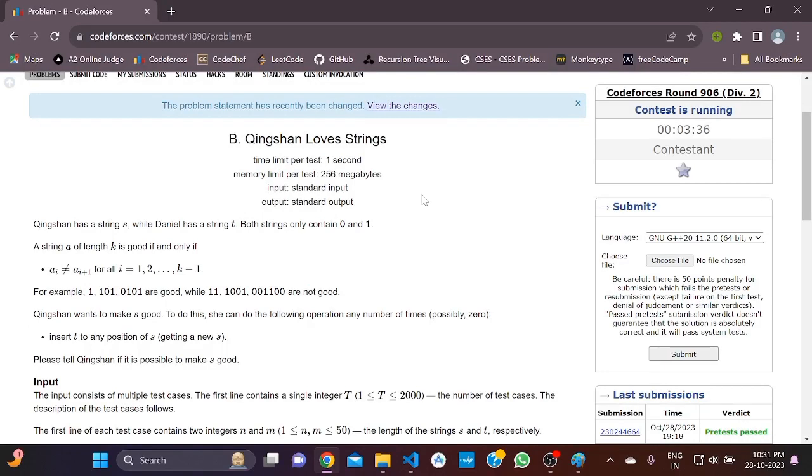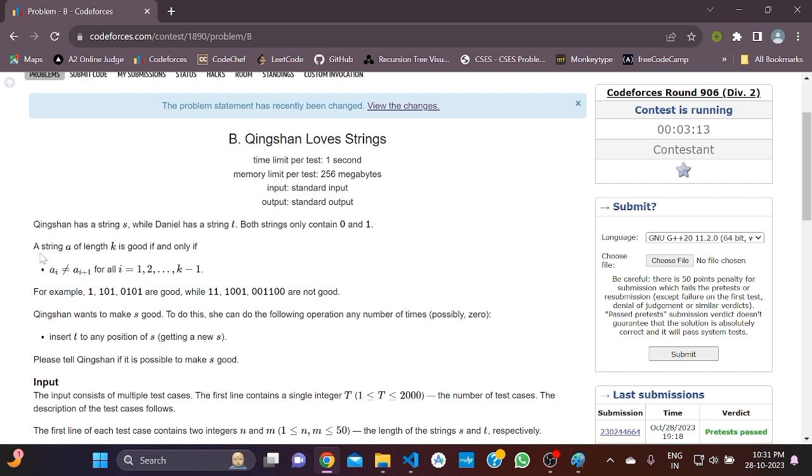So today we are going to solve Codeforces Round 906 Division 2 second problem, that is Qingshan Loves Strings. So here is the problem statement. Qingshan has a string S while Daniel has a string T. Both strings only contain the characters 0 and 1.